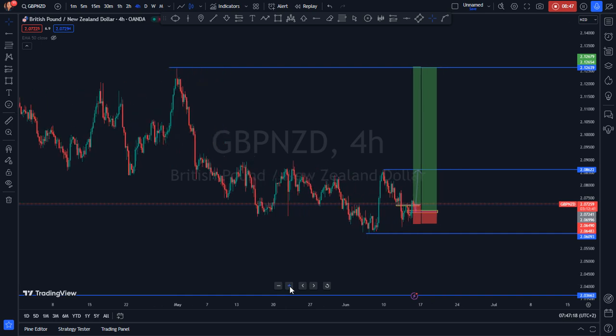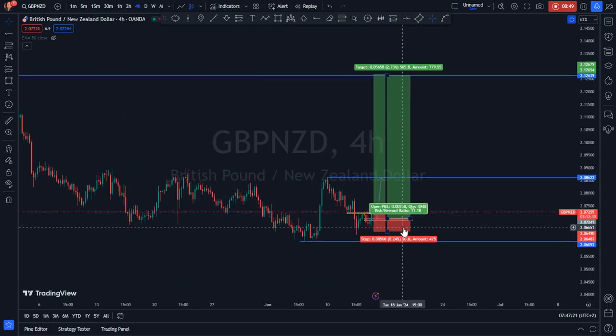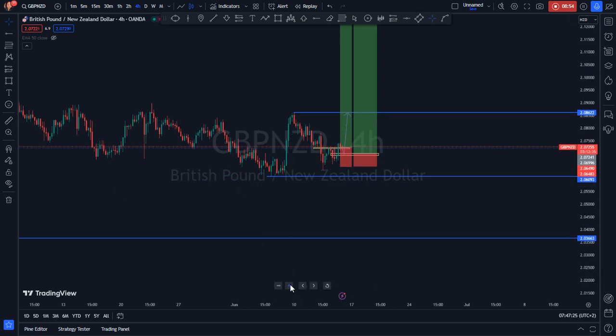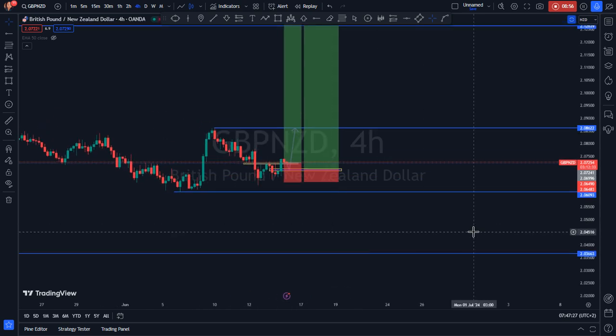So guys, think about it and tell me what you think about this whole setup. Yeah, this is how I think this GBP NZD is going to play out from my side.